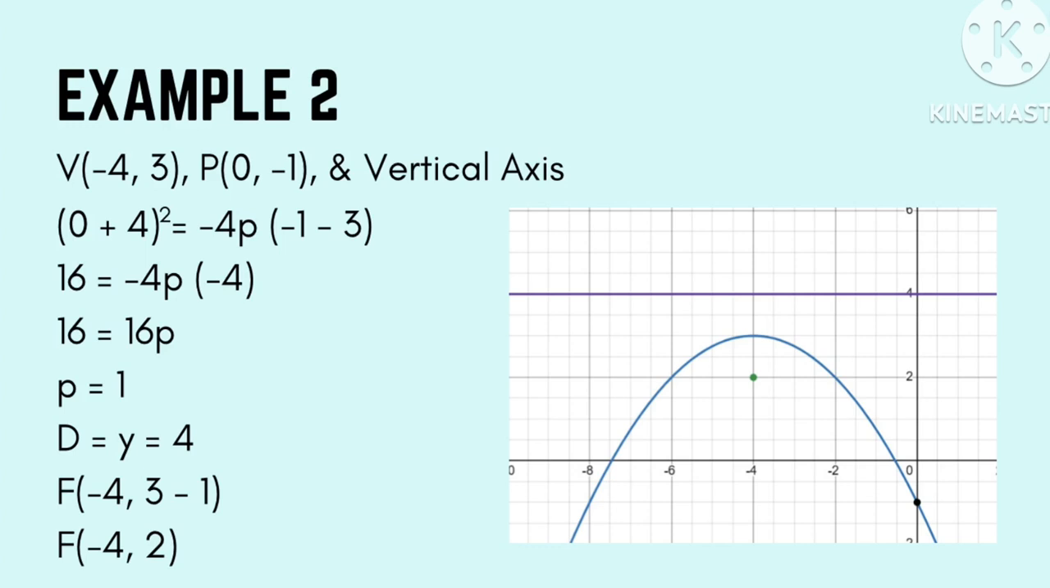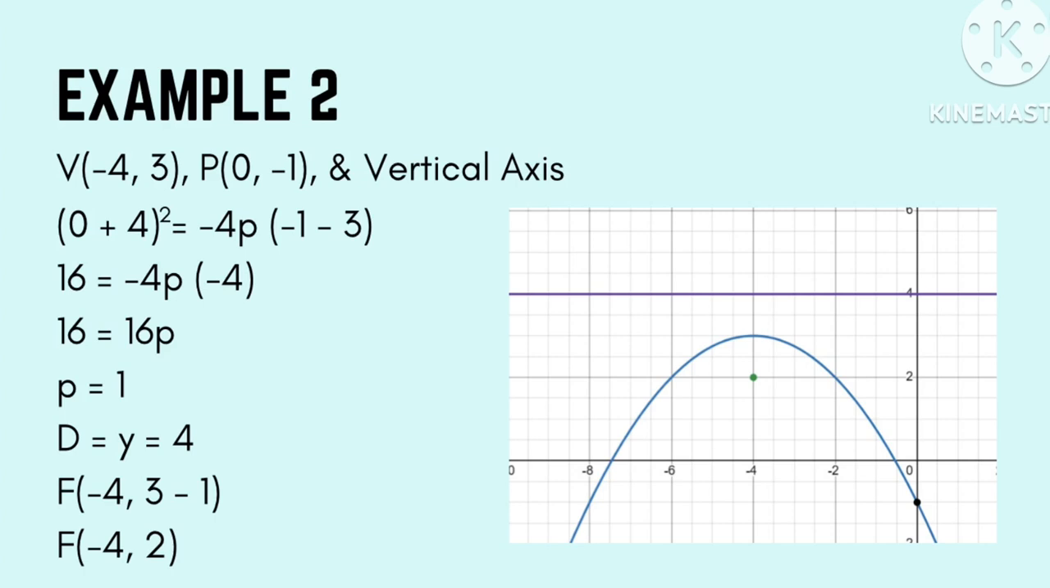Like I said before, we just need to add or subtract our p to find the directrix and the y or x value of our focus. For our directrix, we just need to add 1 to our k, which is 3. So we have the directrix d: y equals 4. And for our focus, we just need to subtract 1. So we have the focus f equals (-4, 2).